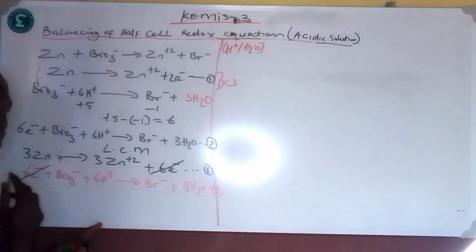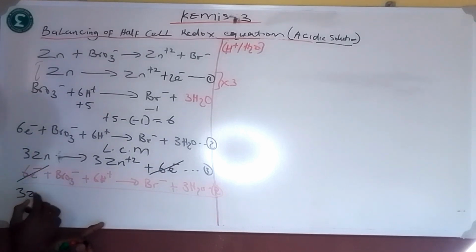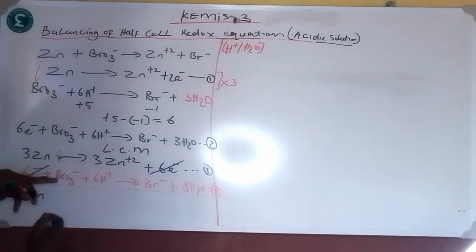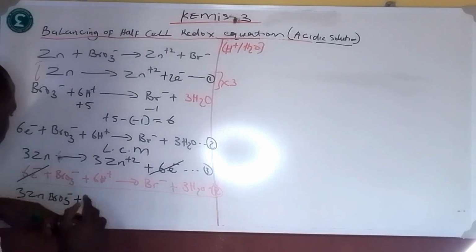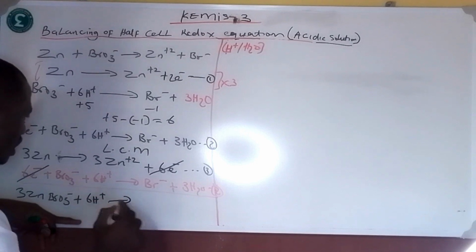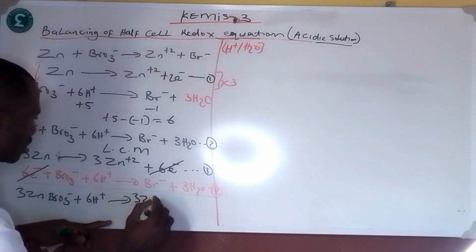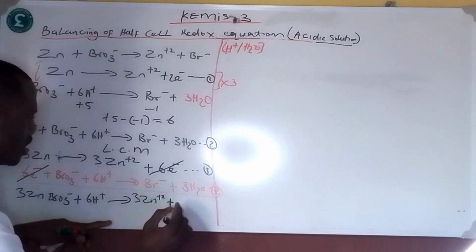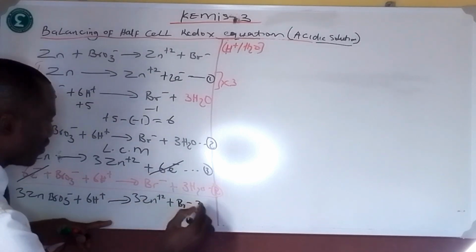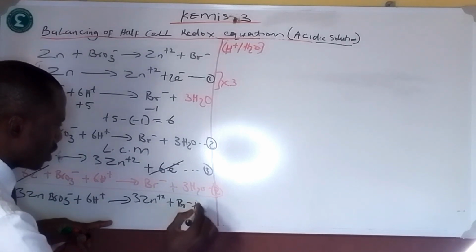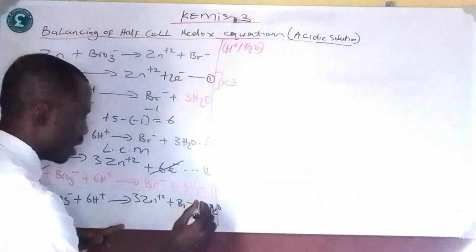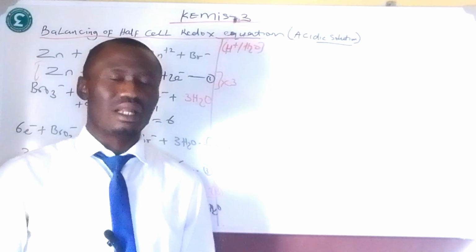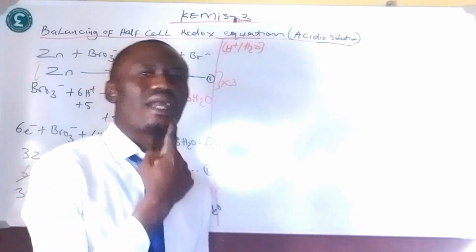So over here we have 3 zinc, and then I have bromate, and then I have 6 hydrogen. On this side, I have 3 zinc 2+, plus bromine, and then plus 3H2O. Now, let's check whether the elements are balanced and the charges are balanced. That is the principle or the idea behind this reaction.